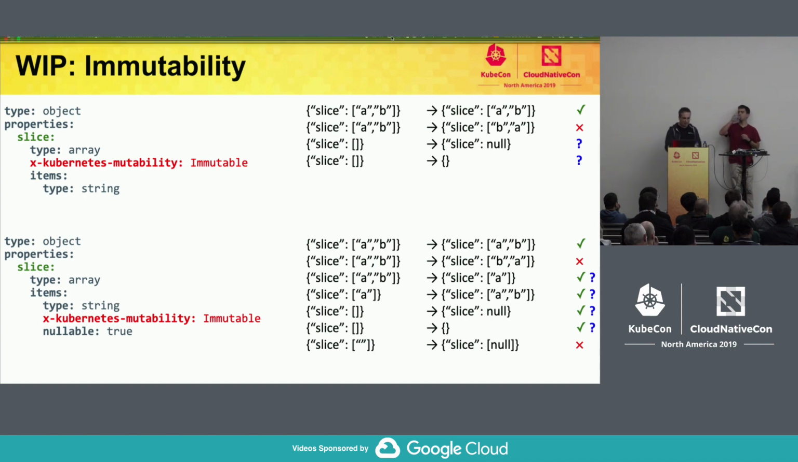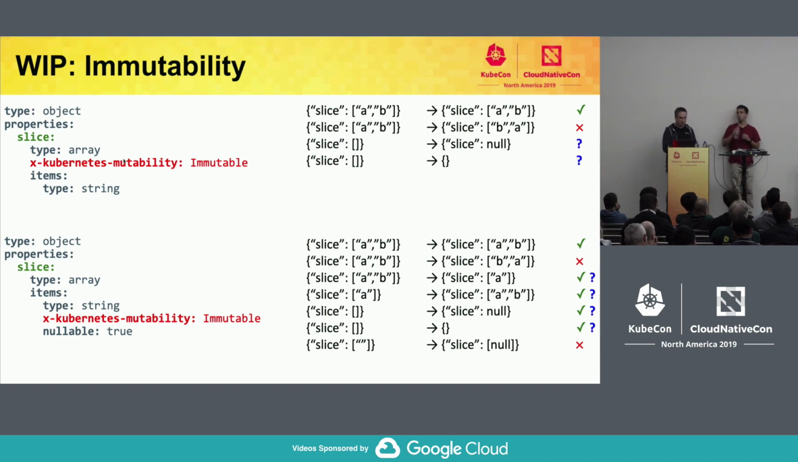So the idea is that we can mark fields immutable, and then this slice here, defining an array in OpenAPI, cannot be changed. And our question was, what does it mean? Obviously, if you don't change anything, it's fine. If you change the order, AB to BA, this looks like some change in the array, so you don't want to allow that. But we quickly came to cases like empty slice versus null. Should it be the same or not?